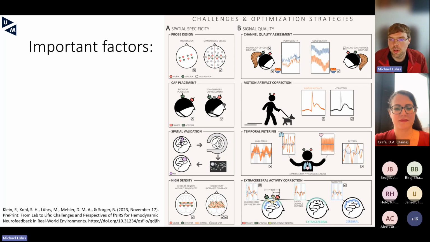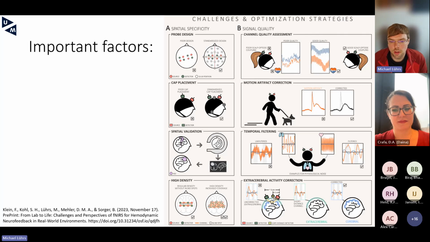So if you have done all these preparation steps before you even start measuring any signal, you then basically set up the cap and you are trying to minimize the error of bad data quality, meaning, for example, the scalp coupling. So how well is the optode attached to the head? And you want to have this not only at the beginning of the session, but you also want to have this throughout the whole recording.